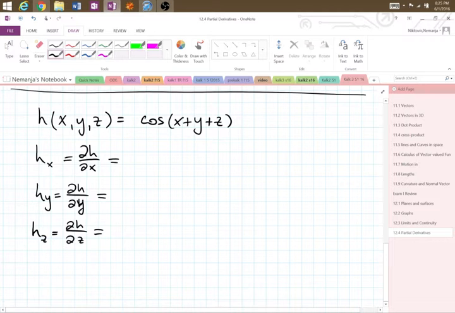So what is the answer? For all three of them is the same. Negative sine of x plus y plus z. Very good. That's what I said.